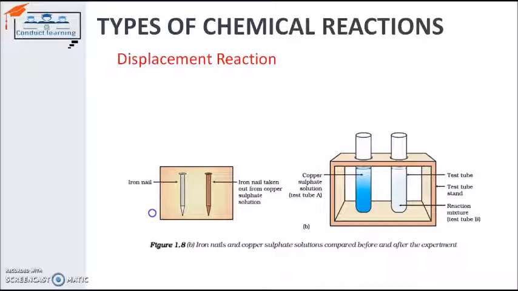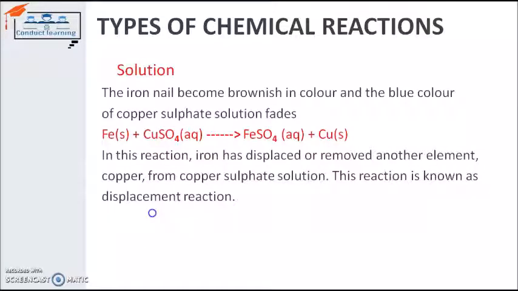So this basically happens because of a displacement reaction, and how this reaction happens we will understand from the chemical equation. Here we can see in the chemical equation Fe is represented as iron and CuSO4 is copper sulfate, and in this reaction we get ferrous sulfate and copper. So that means iron displaces copper from copper sulfate solution.